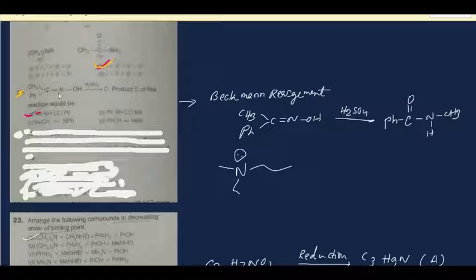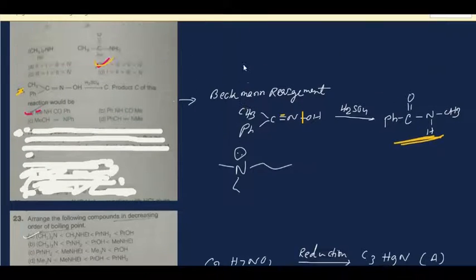Next question: this is the compound, and this one is H2SO4, which tells us about the Beckmann rearrangement. In Beckmann rearrangement, this OH here is cut and this bond here is cut, then this OH comes here as a carbonyl group and this methyl group transfers to nitrogen. There is a mechanism, but I am not explaining it because it will take some time. You can check Beckmann's rearrangement on the net or in a book.